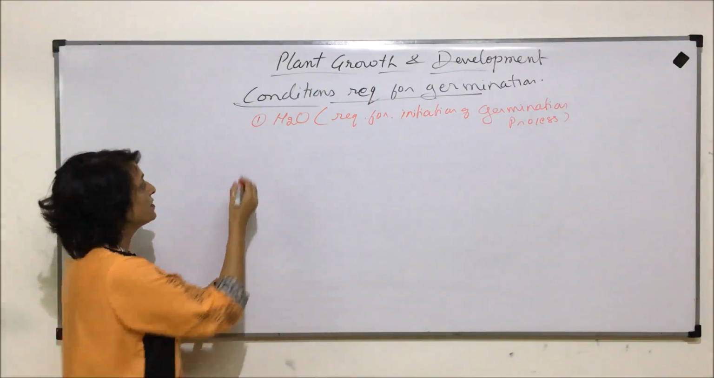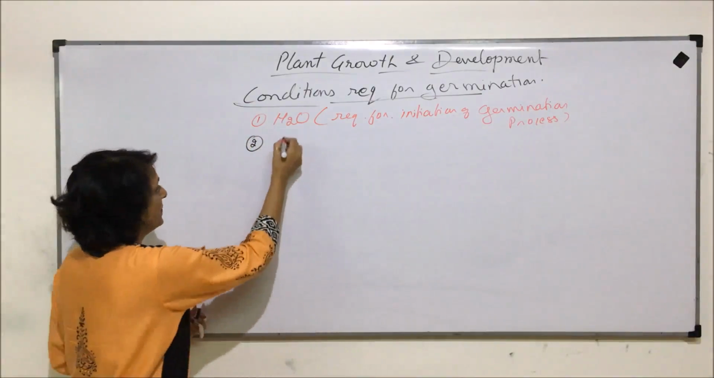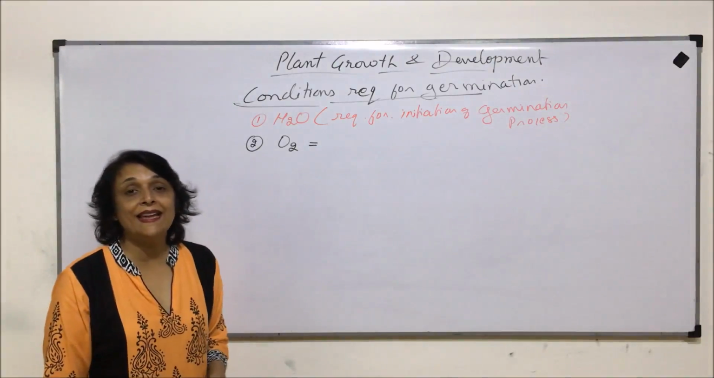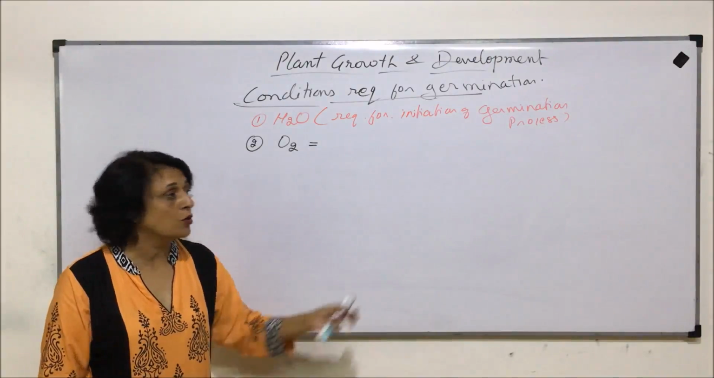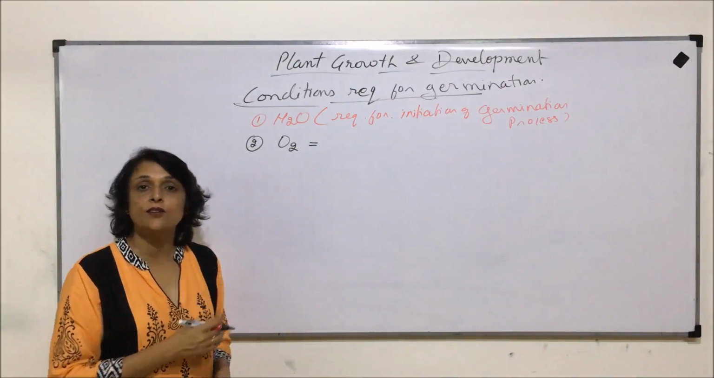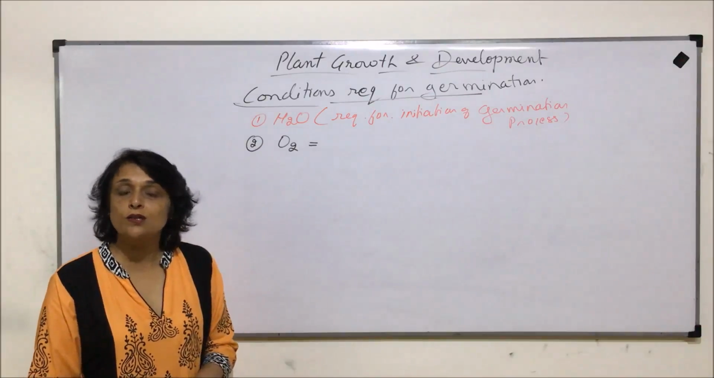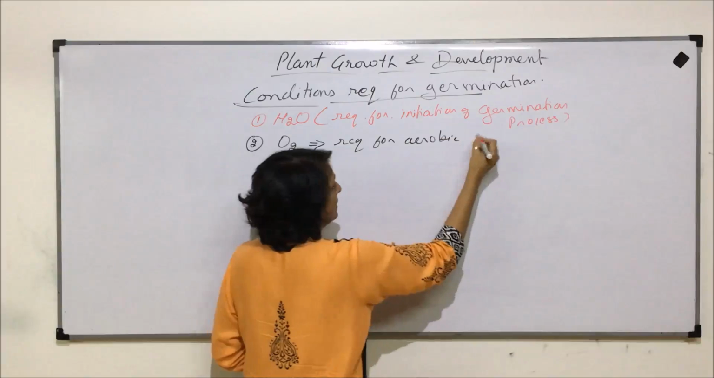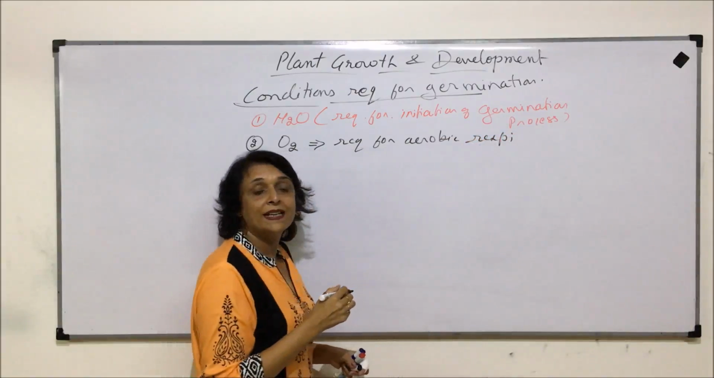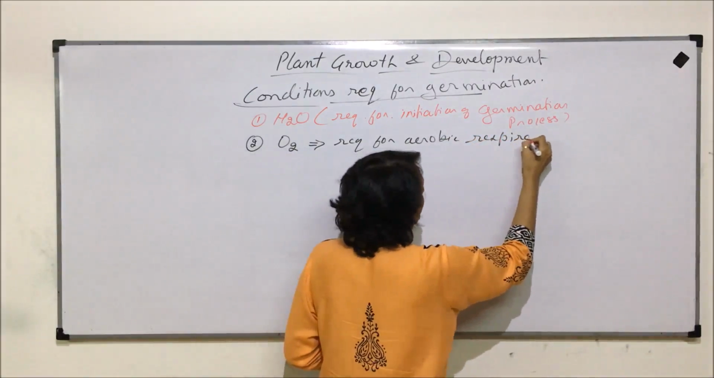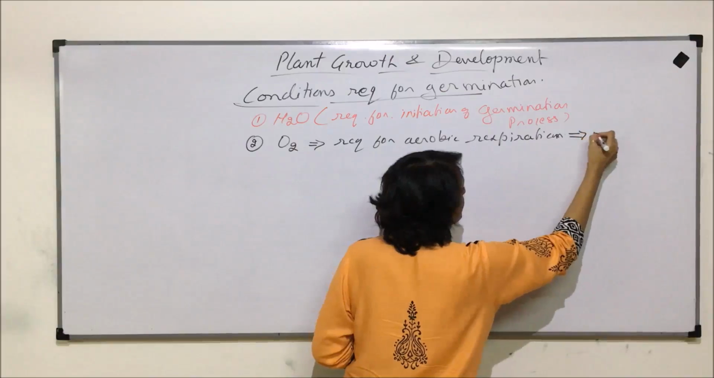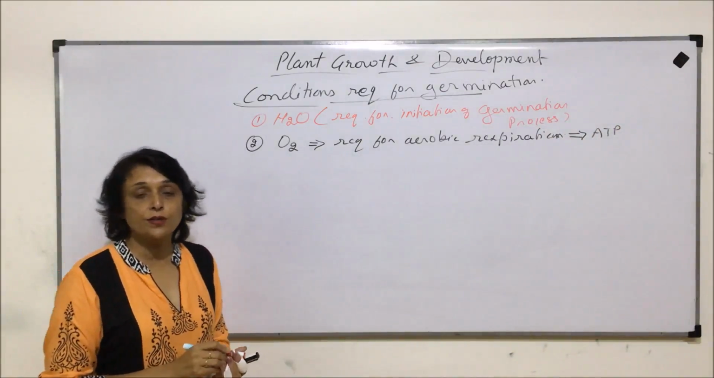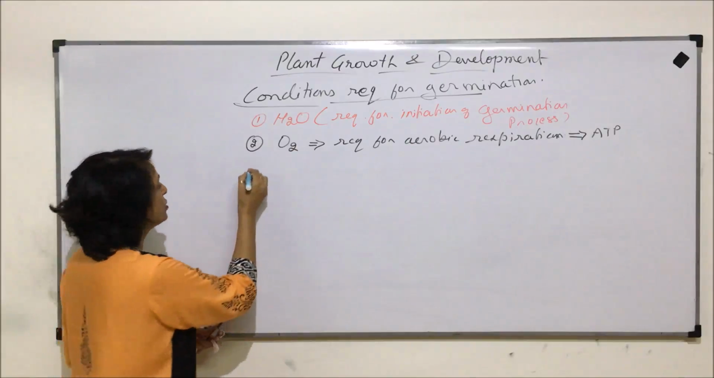Then the next condition which is required for germination is oxygen. Oxygen is essential because once this process begins, aerobic respiration, aerobic breakdown of that carbohydrate which was getting translocated, should start, because that is what is going to provide ATP. So it is required for aerobic respiration, that is breakdown of carbohydrates aerobically. And this process helps in generation of ATP. So now this ATP would be available for all the processes which are taking place in that seed during germination.